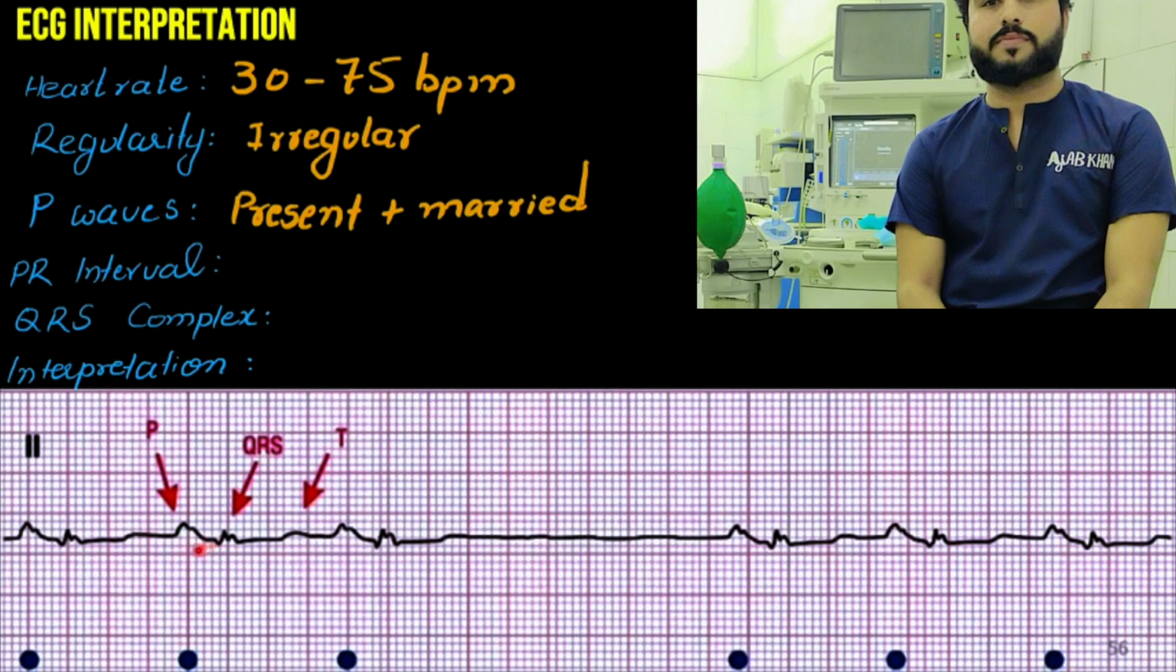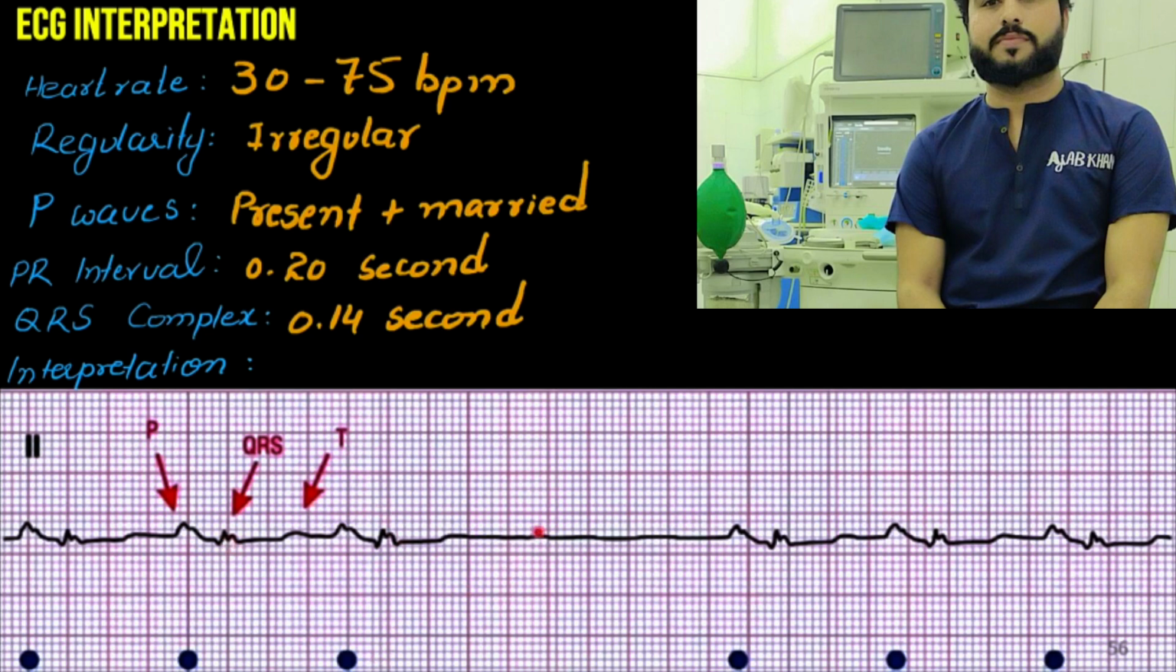So we have 3 to 5 small boxes, which is a normal PR interval. If you look at the QRS complex, it is 1, 2. The QRS complex is less than 3 small boxes, so it is normal. It has sharp points, and although they have ugly morphologies, it's still a sinus rhythm.